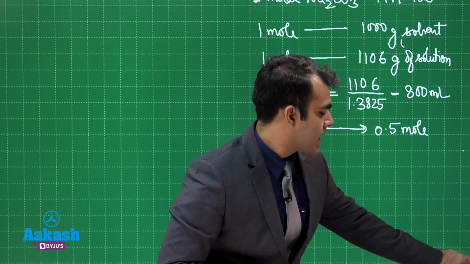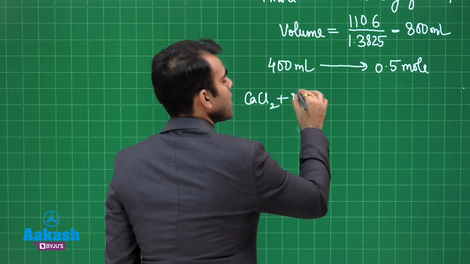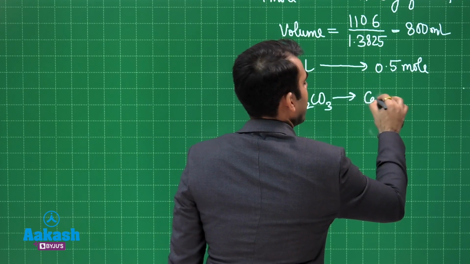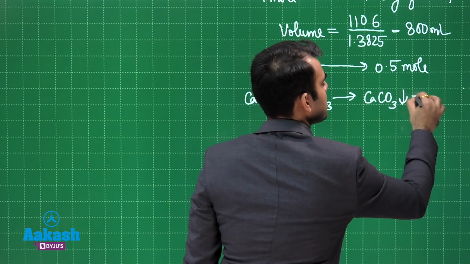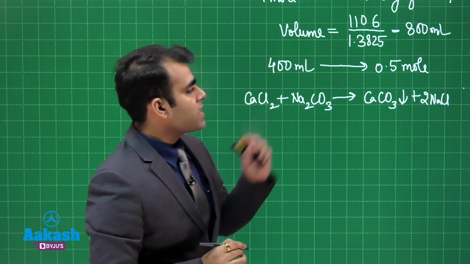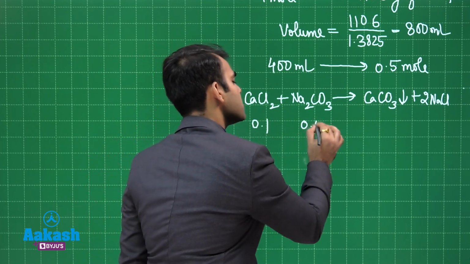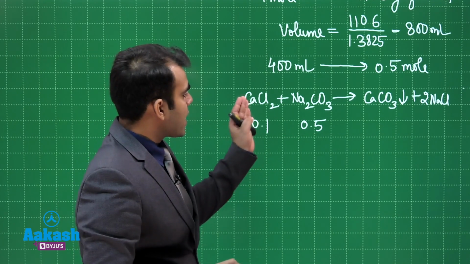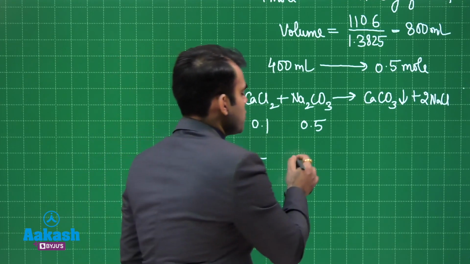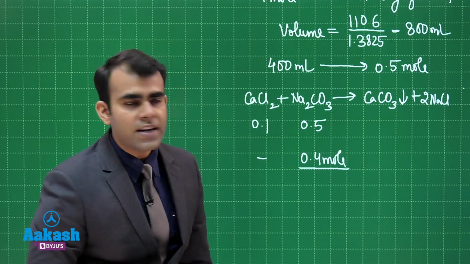Now we do the chemical reaction, that we have calcium chloride which reacts with Na2CO3 and gives calcium carbonate which precipitates out plus NaCl. Now you can see from here that I am having 0.1 mole of this and 0.5 mole of this. And here my calcium chloride is the limiting reagent, so it gets exhausted, and the remains of Na2CO3 is 0.4 mole. So this is the leftover reagent.